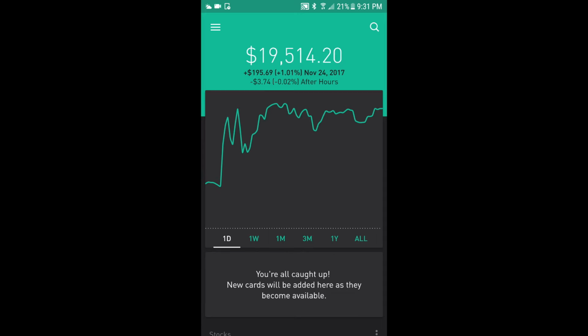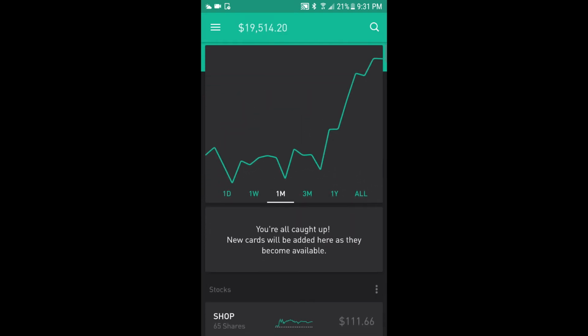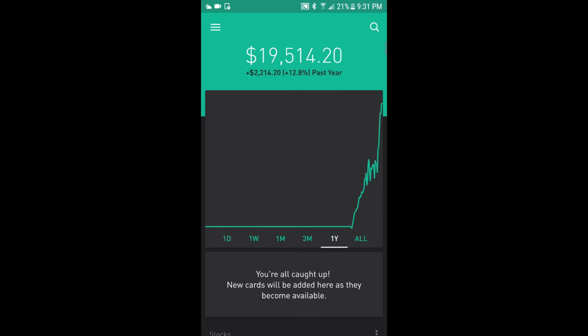What's going on, everybody? Today I'm going to be bringing you a video on how to use Robinhood and what all the terms inside Robinhood actually mean. Now, looking here right at the beginning, we can see we have a chart showing us the value of each of our stocks. We have 1 day, 1 week, 1 month, 3 months, 1 year, and all time.